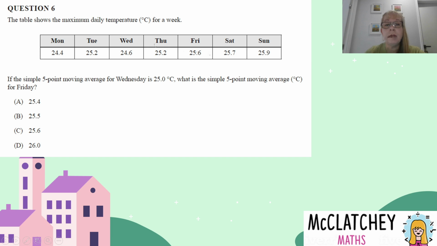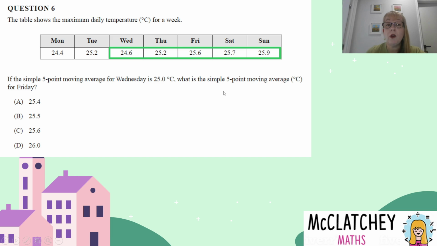So I could play around if I wanted to and try and work out how they got 25 degrees for Wednesday. But I actually don't need to do that. It's kind of like a clue to help people out, but I don't need to do that if I know what a simple 5-point moving average is, which means I'm taking a moving average with Friday as my middle day. And I'm going to consider 5 pieces of data when I work that out. That's where the 5 points comes from. And they've told me it's Friday as my middle number.